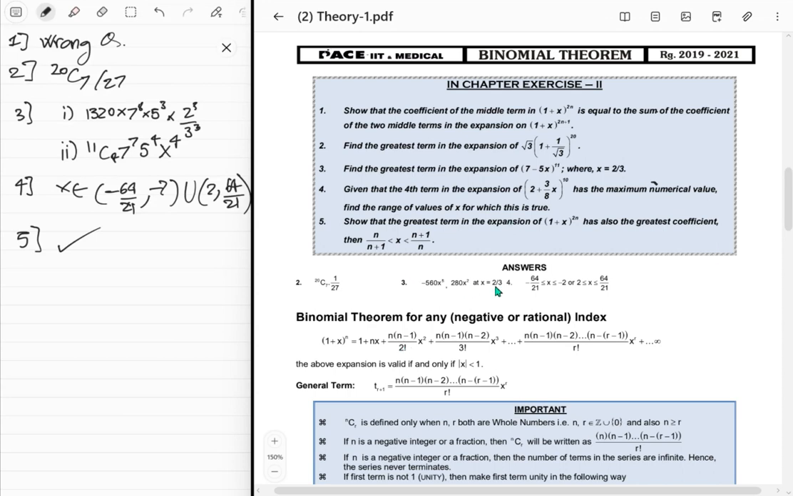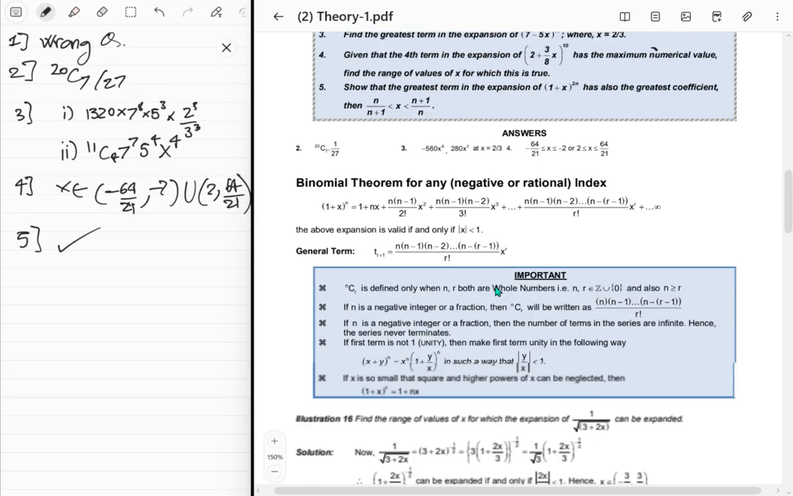That's not here. Okay. Then we have binomial theorem for any negative or rational index. So basically 1 plus x power n is equal to, right. So now we are going to the general binomial theorem. So I will just introduce some new notation to you.